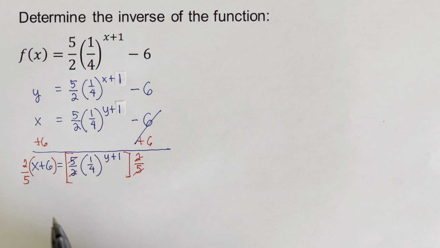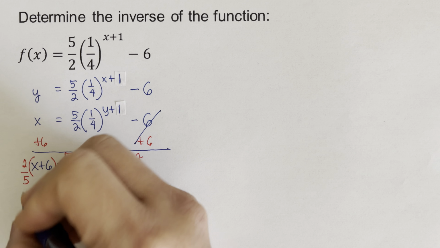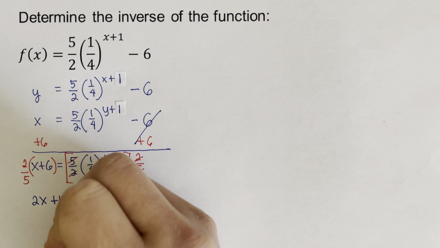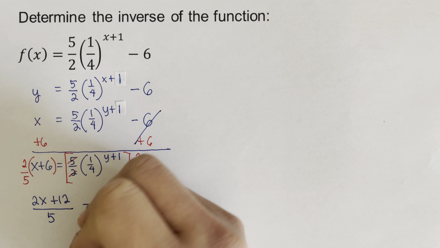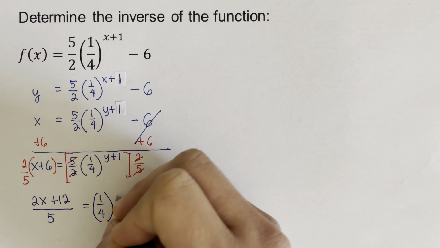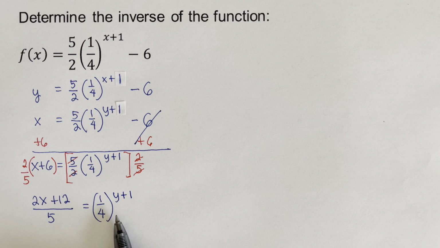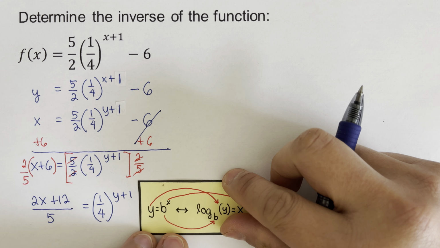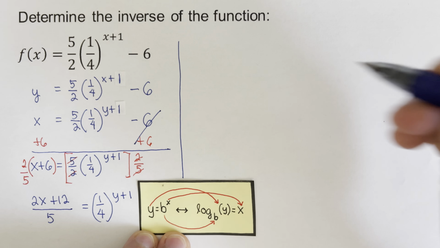So we are left with this 2/5 to be distributed to each of the terms inside the parentheses, the x plus 6. So this would come out 2 times x is 2x, and then 2 times 6 is 12. So that's 2x plus 12 over 5, which is equal to 1/4 raised to the power y plus 1. So we already have isolated the exponential expression on one side of the equation. So then we go ahead and change this to its equivalent logarithmic form, from exponential to its equivalent logarithmic form. So that we can go ahead and say that our equation would come out.